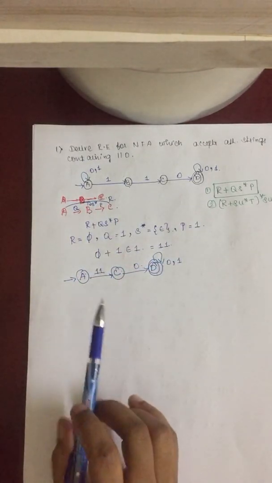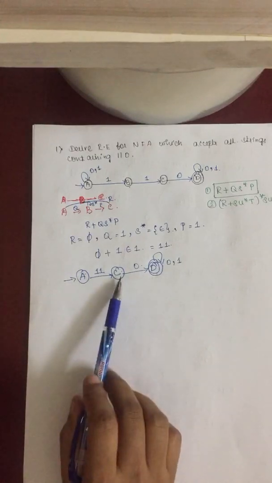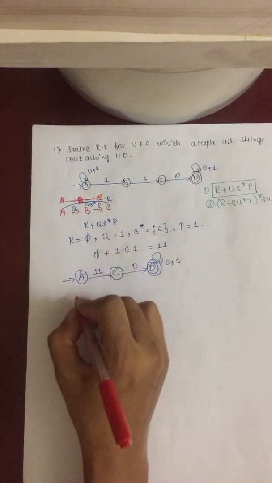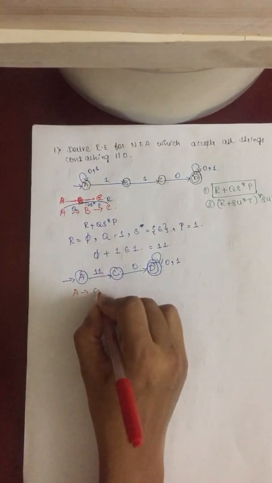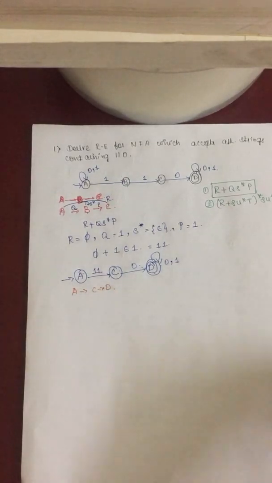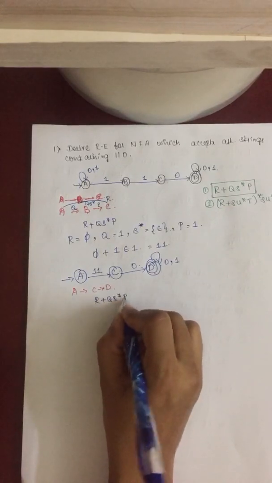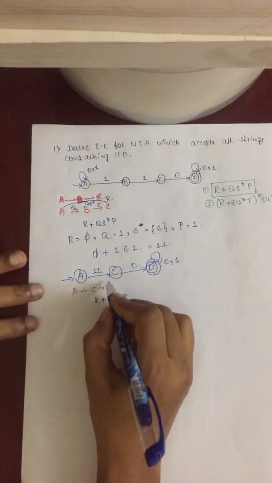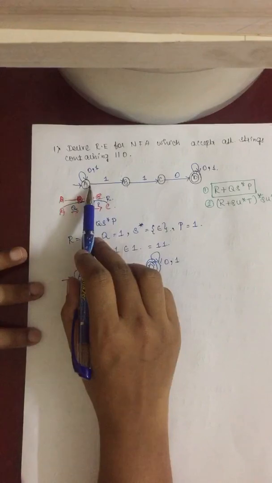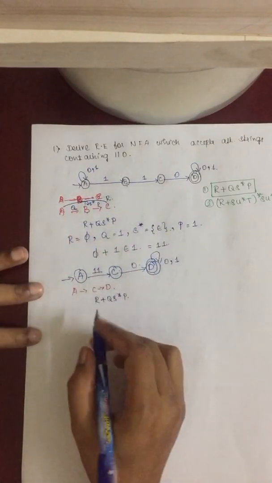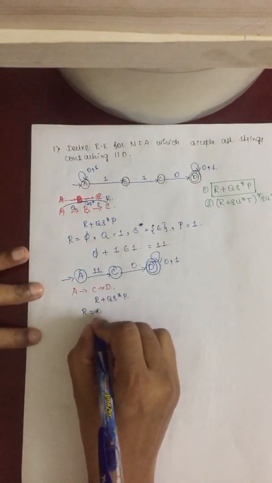Then again, when you check initial to final, one more intermediate state is there, that is what? A to C to D, right? Again you apply the formula R plus Q S star P. So here the R is the direct connection from A to D. Is there any direct connection from A to D? No. So we can write R as null.